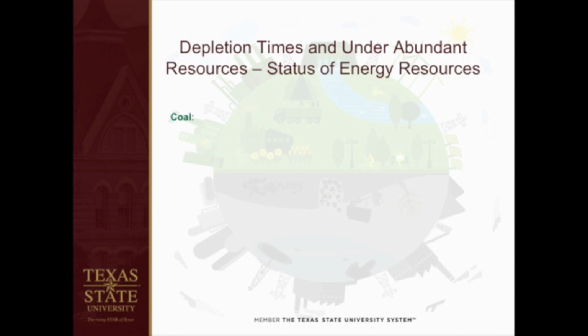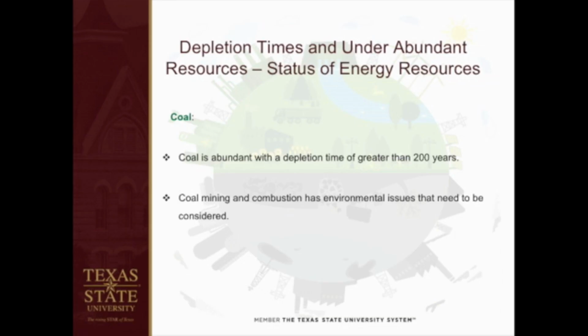Coal, in spite of the debate that's ongoing in our nation about coal, its continued use or de-emphasis on coal, the one thing you have to know is it's an abundant resource. Its depletion time is a little over 200 years. This is lots of coal. The problem with coal is not its availability. The problem is the mining of coal and its combustion is environmentally damaging. And so that's something to keep in mind.